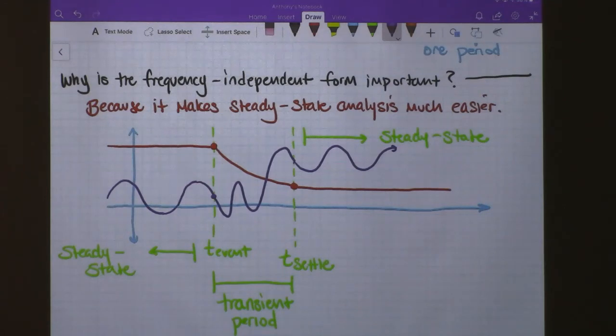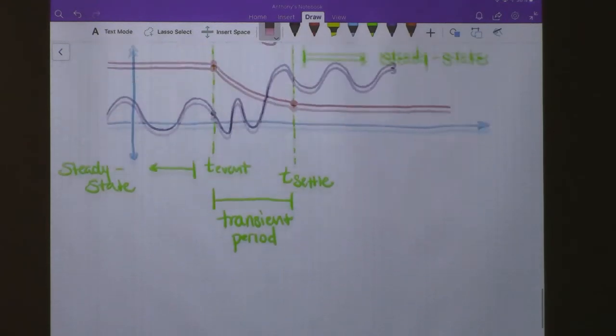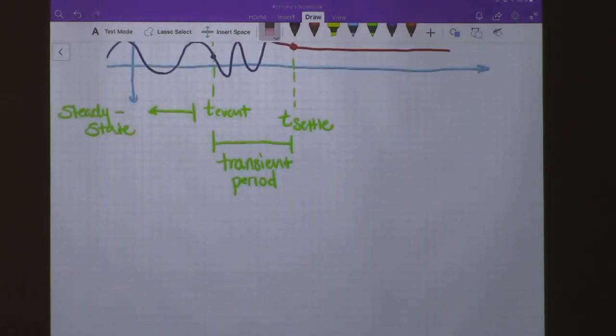Okay, so our phasor analysis works for the steady state periods. So this in here, we can't use the phasors to analyze this part of it. All right. So now that we know why it makes steady state analysis easier, let's take a look at an example.